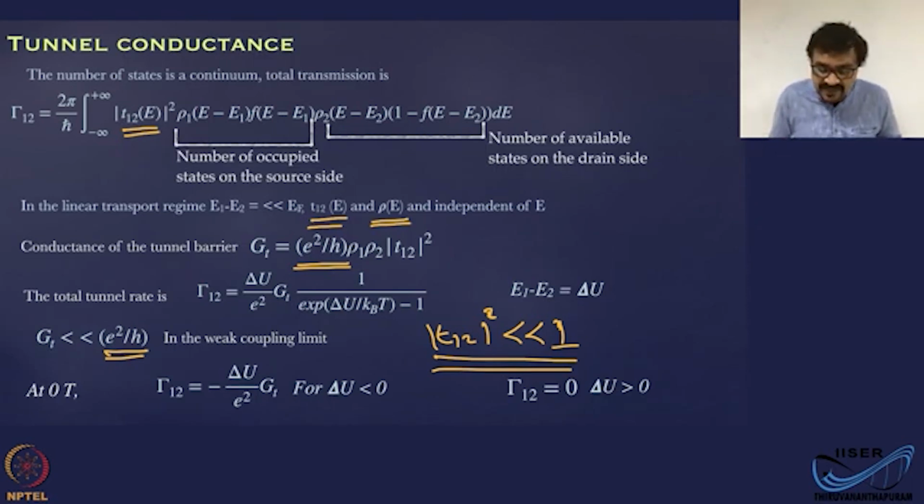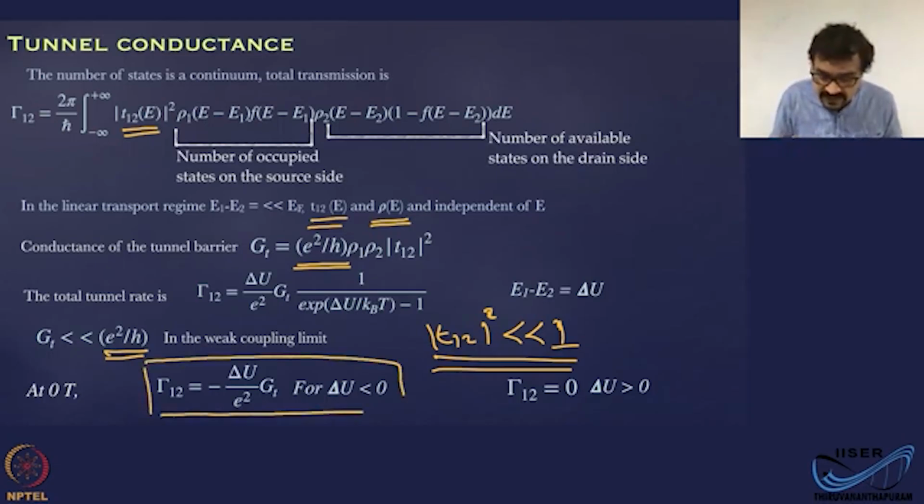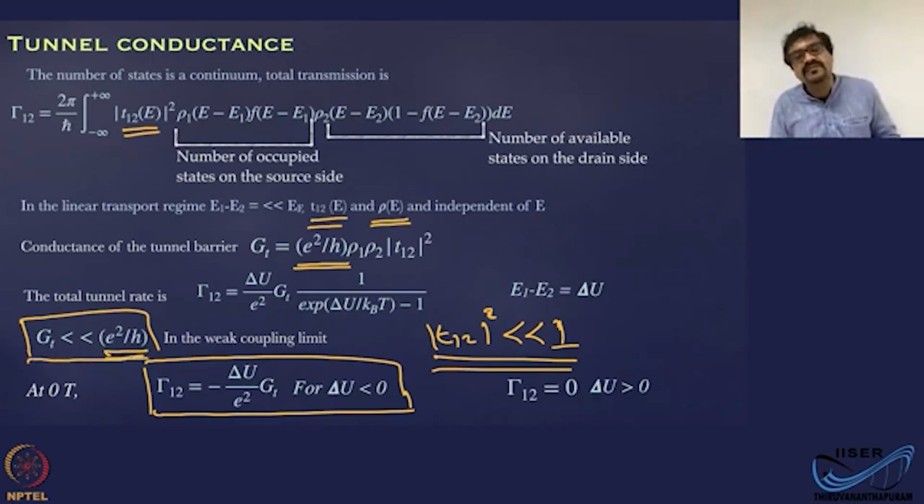So we have the expression now for the tunnel conductance at low temperature, that is this one here, from the source side to the drain side, when there is an energy gain. And this is valid when GT, the tunnel conductance, is far less than the conductance quantum. That means they are not connected by completely transmitting channels. That's what it means.